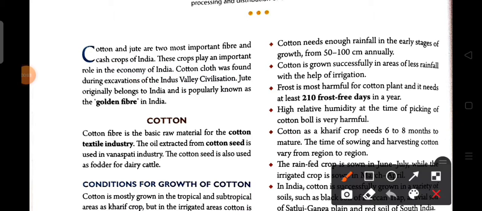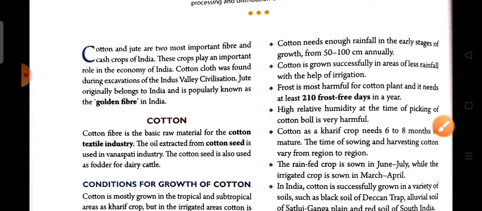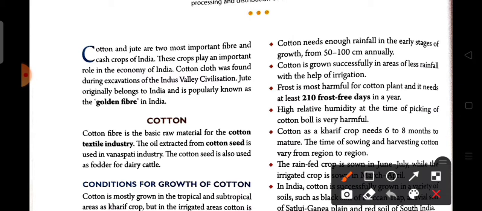So here we see that cotton clothes were found during the excavation of the Indus Valley civilization. That means from very long ago cotton clothes have been used in India. Jute originally belonged to India and is popularly known as the golden fiber of India.